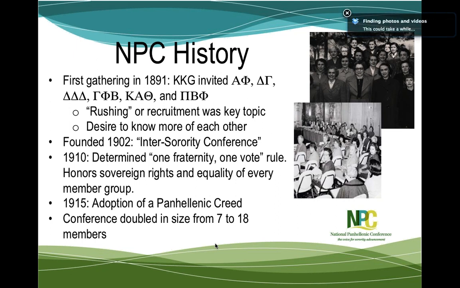As you can see, rushing was the key topic of the day, and really just a desire to get to know one another. The Inter-Sorority Conference was officially founded in 1902, and just a few years later we determined the need to honor the sovereignty of individual groups as well as to protect the equality of every member group. So that's when the one fraternity, one vote rule came into play, where each organization was given one vote in the business of the conference.